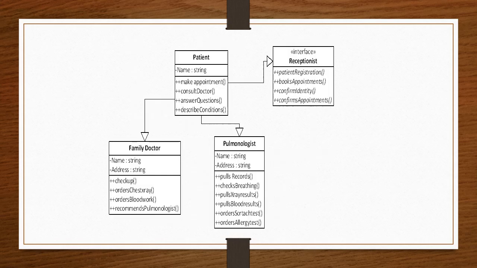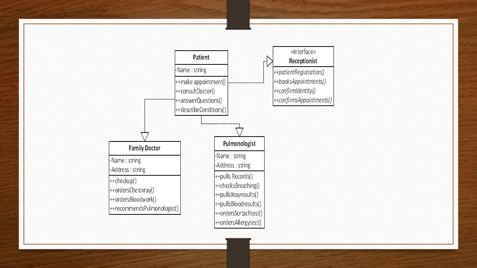My last UML diagram is a class diagram. There are three classes with one interface, the receptionist. The three classes are the patient, the family doctor, and the pulmonologist. Each class has their own responsibility attached to it. As you can see, the patient is responsible for things such as creating his appointment, consulting the doctor, answering the questions from the doctor, and describing his conditions to the doctors.